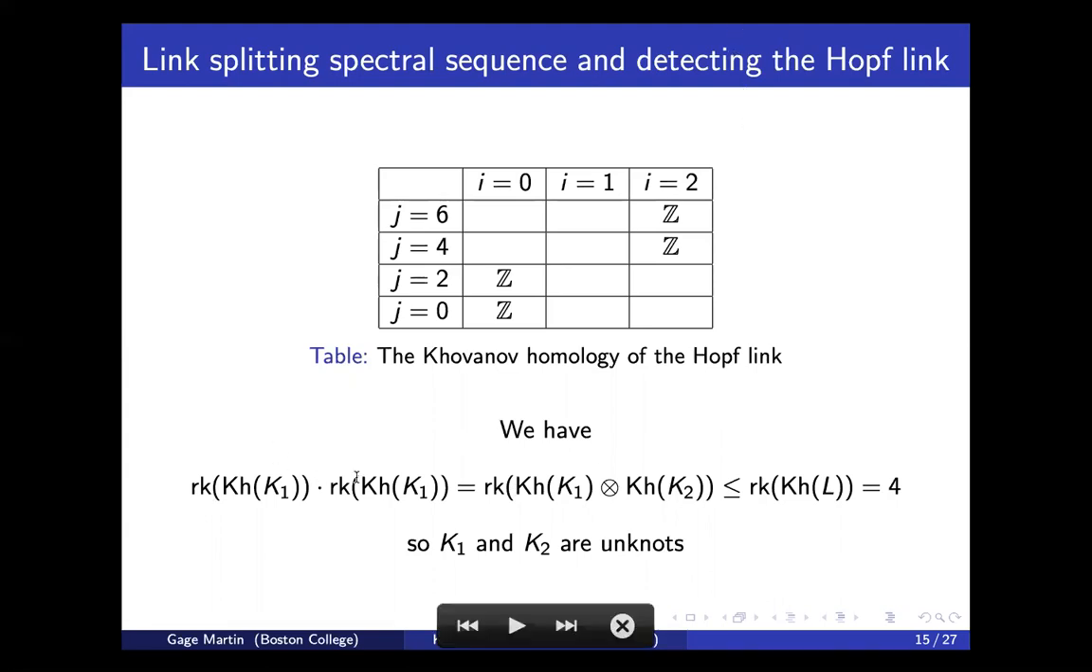So now we've seen that we have 2 components. We know their linking number. We know that they're both unknots. So our final step for detecting the Hopf link is showing that one of those unknots is a braid in the complement of the other.